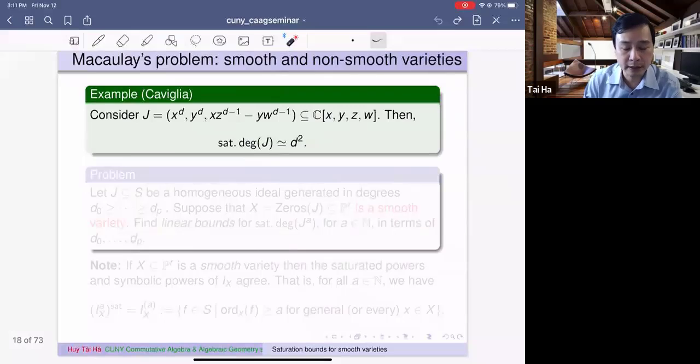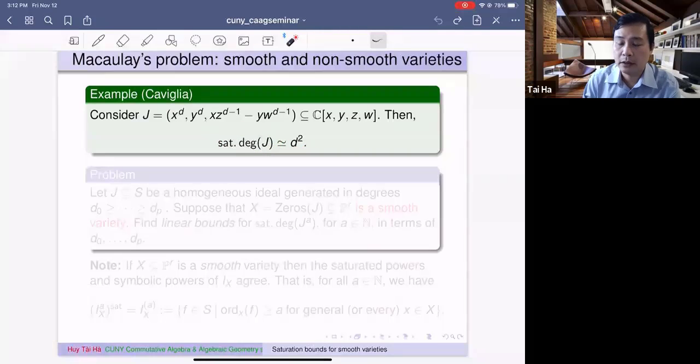However, there's also a simple example where this is not possible. This is an example in Caviglia's thesis a while back, and in this example, he looked at a very simple ideal generated by x^d, y^d, xz^(d-1), yw^(d-1). Then in this case, asymptotically, the saturation degree of powers of J is the same as d squared. So there's no hope to get a linear bound for the saturation degree in terms of the generating degrees.